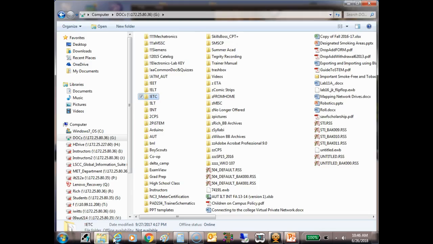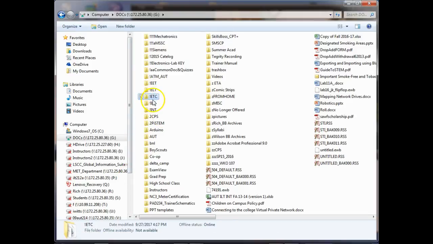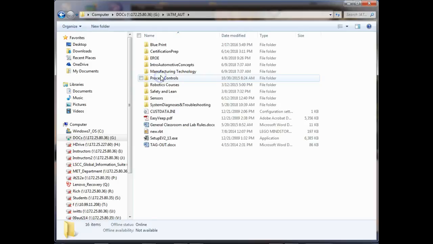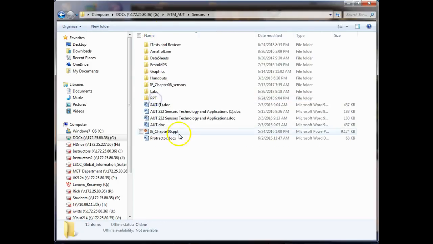So the next one on our chart as we're going to go through is speed sensors. And right now we don't have any labs on speed sensors, but we have some servo motors ordered.